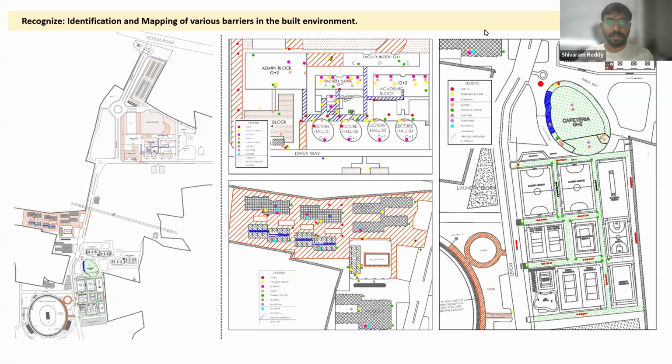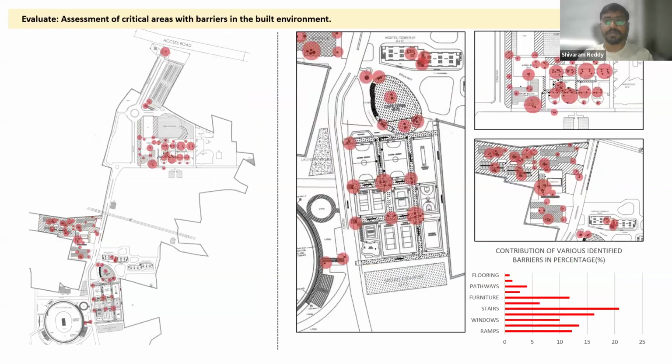So now we have all the points together of the barriers which have been identified by the students in the third step. And now the fourth step comes into understanding the intensity of the problem, or how critical the problem is, by clustering the various points that are there. So there are certain aspects such as flooring, pathways, furniture, stairs, windows, and ramps, and a certain number of points have been identified.